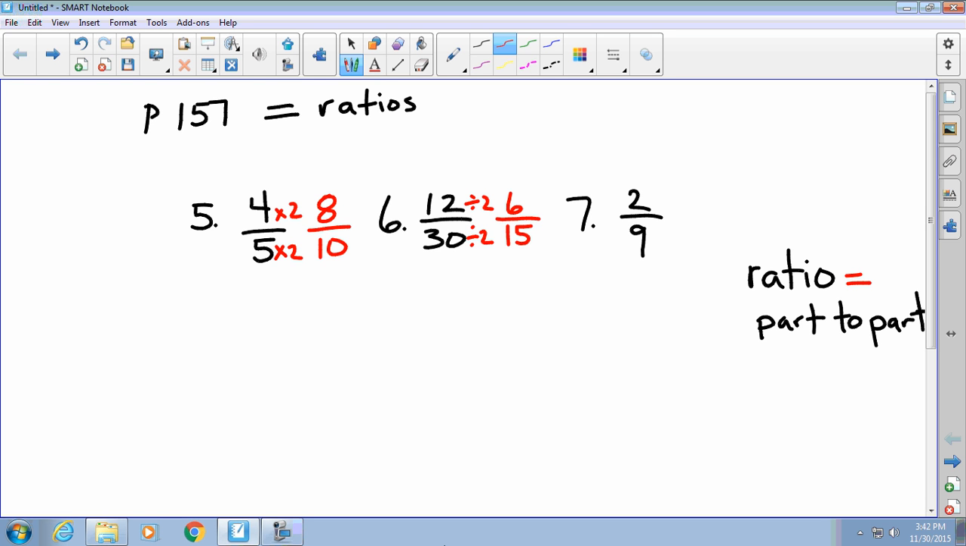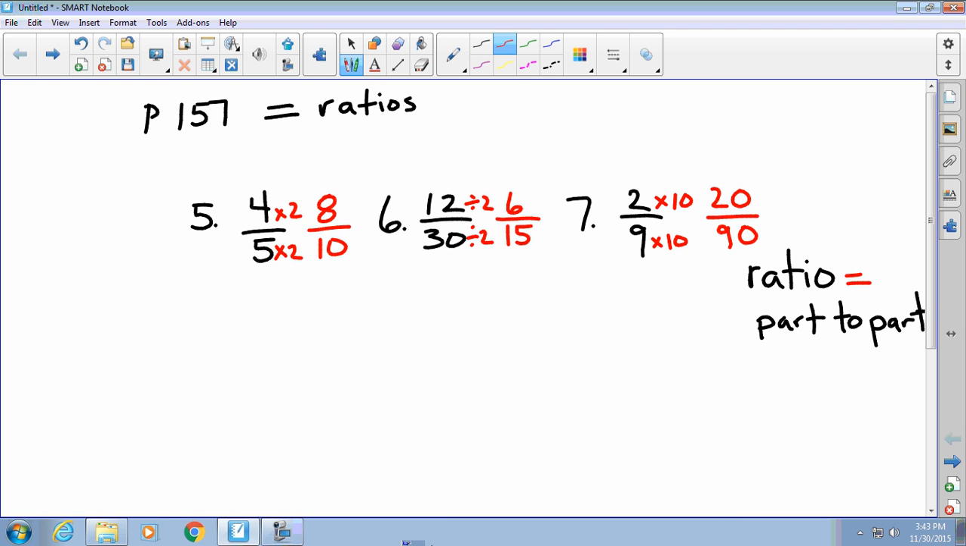And then finally, if we have something like 2 over 9, instead of dividing, something real easy to do is timesing by 10, because then we're really only adding a 0 with the original ratio. 2 to 9 would be the same as 20 to 90.